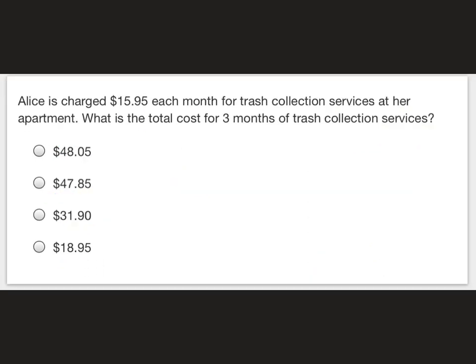Okay, now this one is a little bit different. It says Alice is charged $15.95 each month for trash collection at her apartment. What is the total cost for 3 months? So again, they're asking total cost this time. So that tells me that this is a multiplication problem. So I'm going to go $15.95, and I'm going to multiply that times 3.